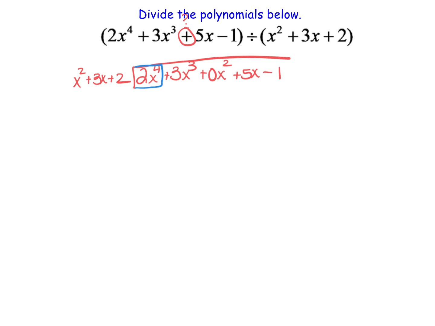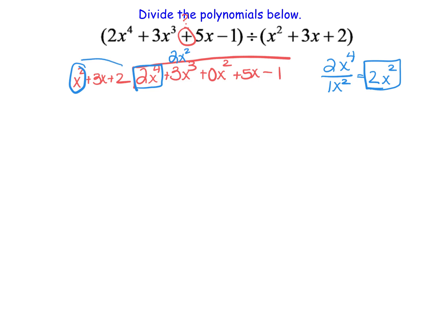So we're going to start with this first term here, which is 2x to the fourth, and we're going to divide it by that 1x squared, because that's the first term in the polynomial we're dividing by. So 2 divided by 1 gives us 2. X to the fourth over x squared, we subtract those exponents and we get x squared. So that's the first piece of our division problem answer, is we have 2x squared.